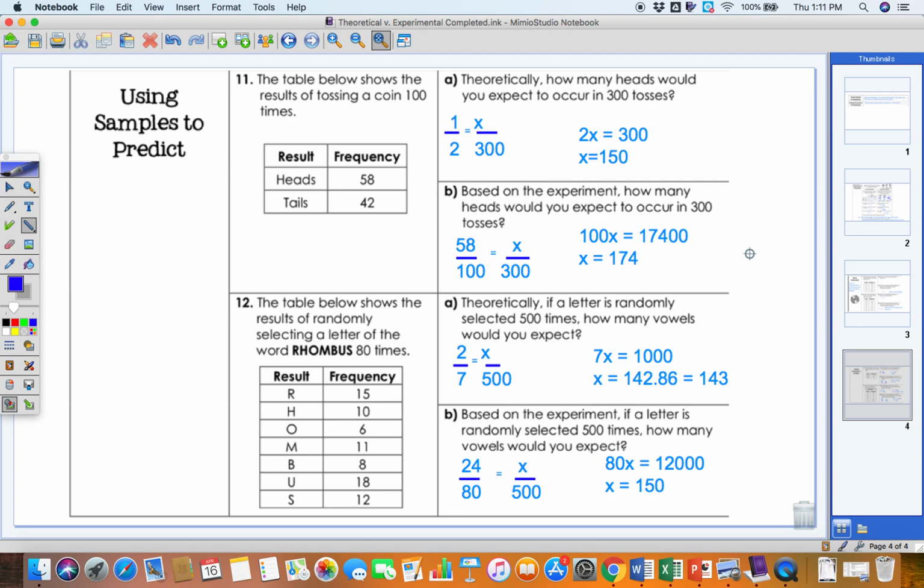If we look at our actual experiment for choosing vowels, O and U are both vowels. So we added those together and got 24 out of 80 pulls. And then set that ratio equal to x over 500. Cross multiply, 80x equals 12,000. So x is 150. So experimentally, we're a little higher with 150, and theoretically we had 143.